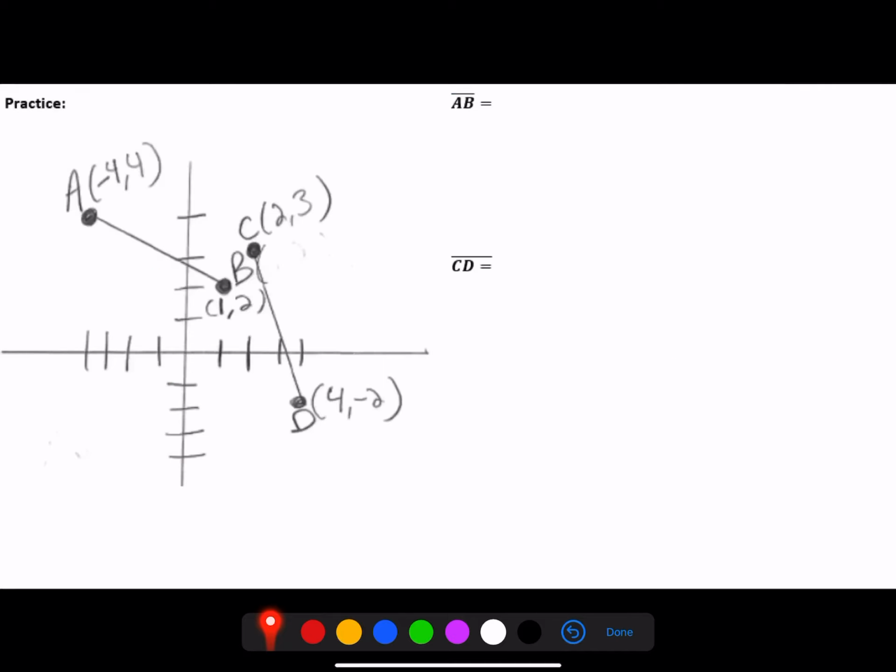So let's go ahead and try out an example with this. We have these two segments. I'm going to have my blue segment, AB. And we're just going to start with AB. For AB, I'm going to use the distance formula. And then for CD, this time through, I'm going to use Pythagorean's theorem.